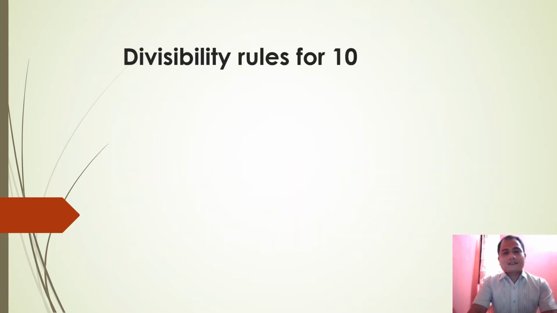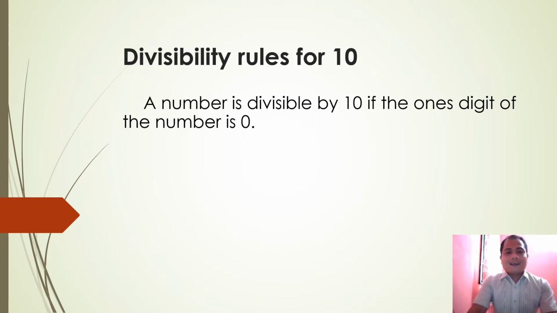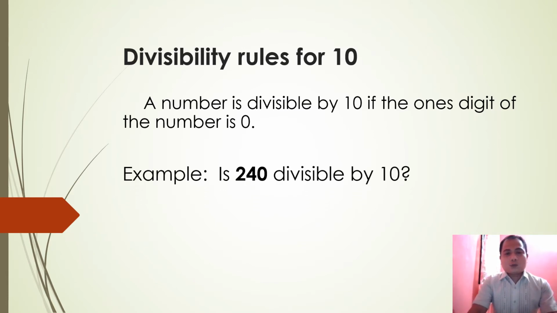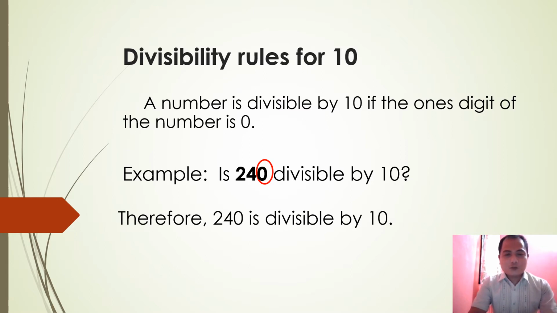And next, let's study the divisibility rule for 10. A number is divisible by 10 if the ones digit of the number is 0. Meaning the last digit is 0. That's it. Example, is 250 divisible by 10? It ends with 0. Therefore, the answer is yes. 240 is divisible by 10. Very good.